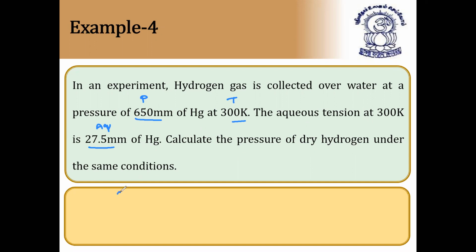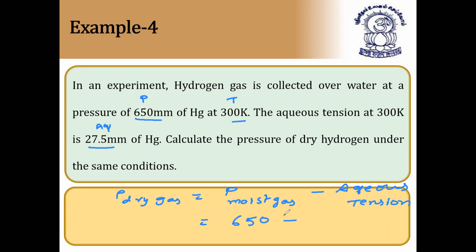Simple it is. So pressure of dry gas is equal to pressure of moist gas minus aqueous tension. So what is the pressure of moist gas? Pressure of moist gas is equal to, they have given 650 mm, minus aqueous tension, which is how much? 27.5. So it is equal to 622.5.